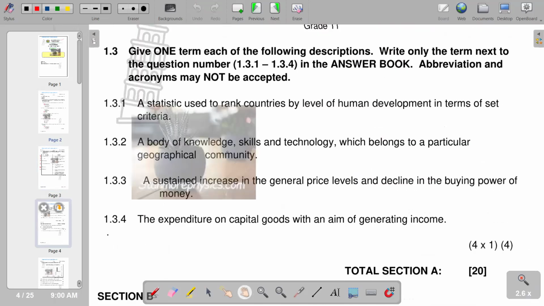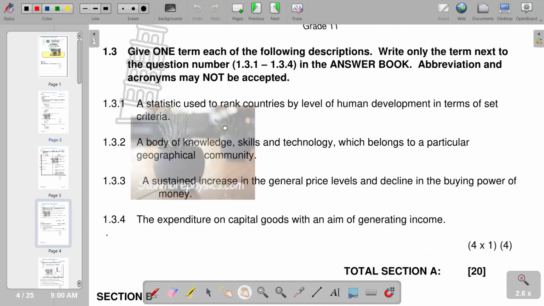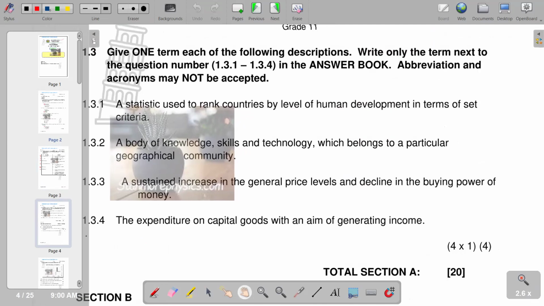Then we move on to the next part, which is now 1.3. We have to give one term from this explanation that we are given. A statistic used to rank countries by level of human development in terms of set criteria. This is the HDI, Human Development Index. And then we've got the body of knowledge, skills, and technology which belongs to a particular geographical community. Is indigenous knowledge systems.